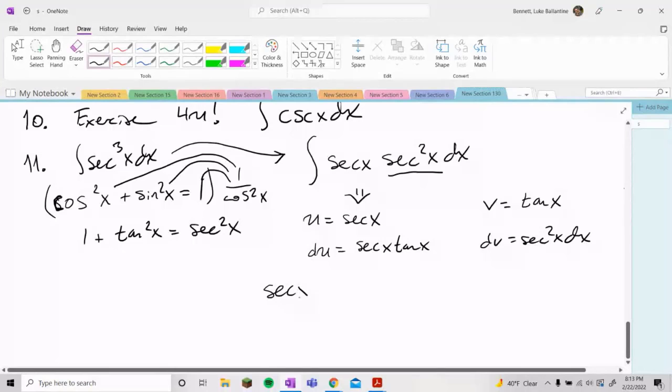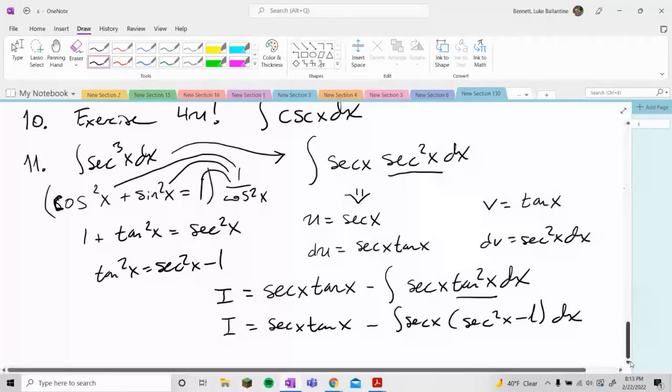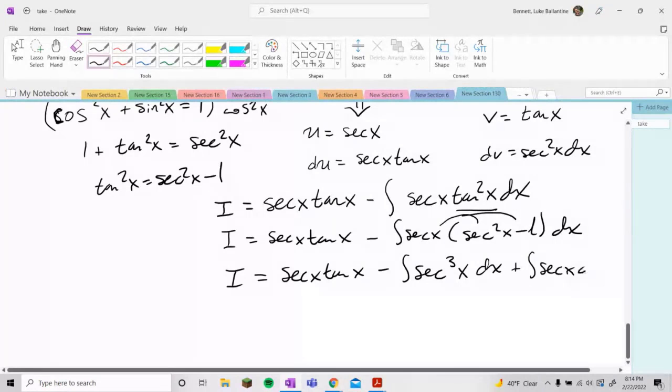So we have uv minus the integral of v du. And then we know tangent squared is secant squared x minus 1. So I'll just replace this. Yeah, this is going to work out fine. So I equals secant x tangent x minus the integral of secant x times secant squared x minus 1 dx. Distribute. I is secant x tangent x minus the integral of secant cubed x dx plus the integral of secant x dx.